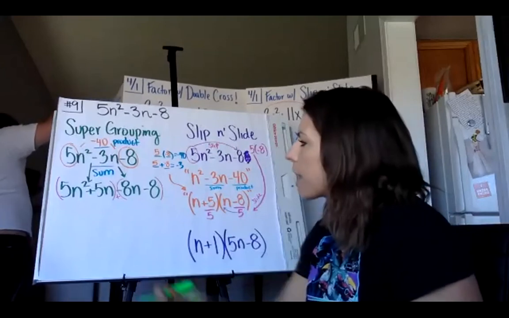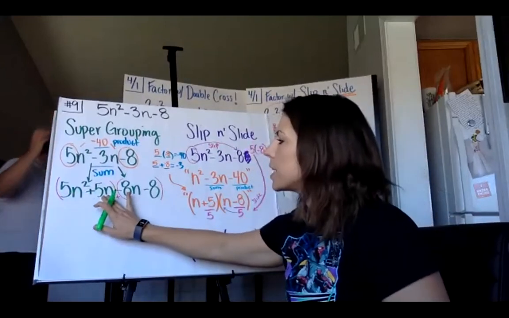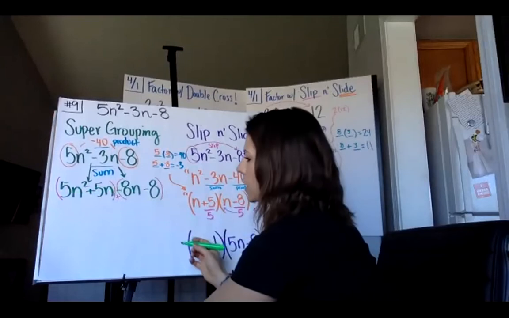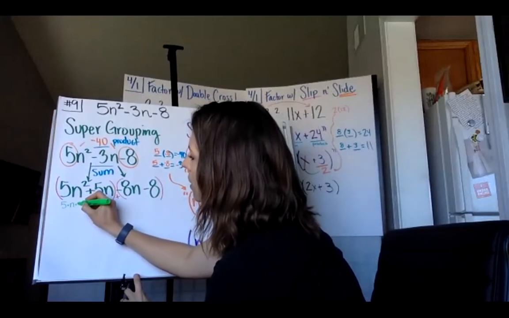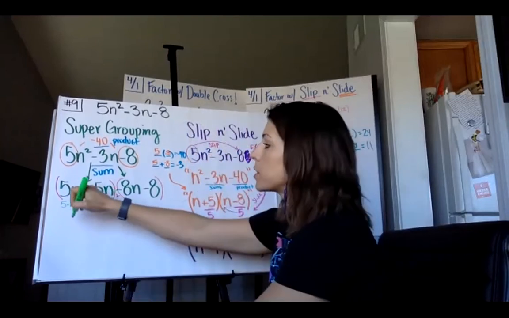Okay, now we do GCF factoring. So I see 5 in both of these, which leads me to believe that 5 is the GCF. So 5n is 5 times n, or 5n squared, excuse me.